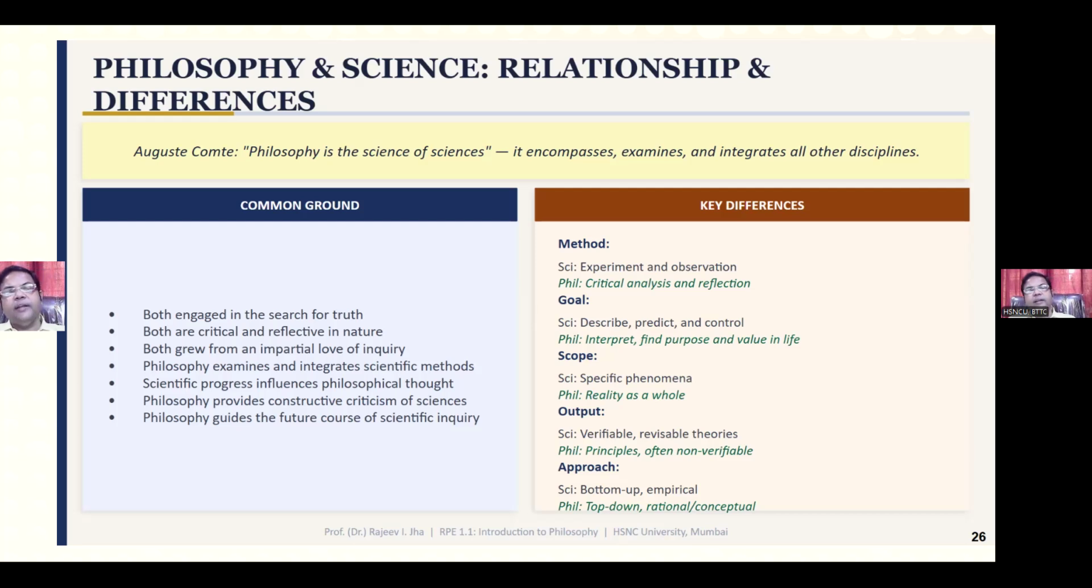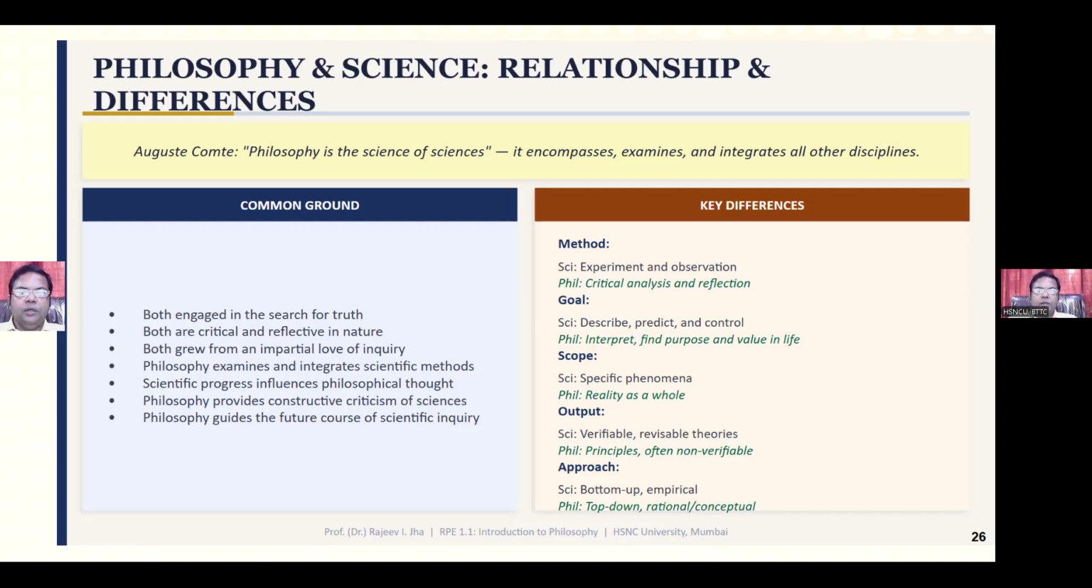Philosophy and science share a great deal. Both are engaged in the pursuit of truth. Both are critical and reflective by nature. Both grew from a love of inquiry that is, at its best, impartial and disinterested. Science examines nature using scientific method, and philosophy examines the assumptions underlying the method. This is not a one-way relationship. Scientific progress has repeatedly transformed philosophical thought.